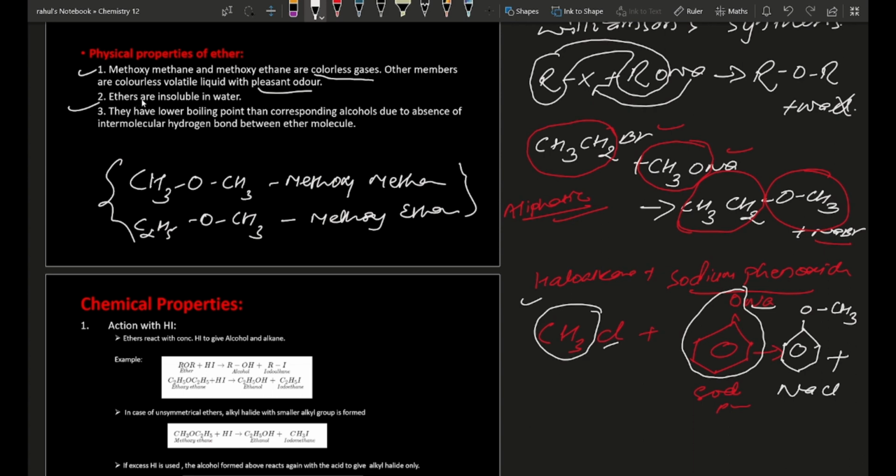Next, ethers are insoluble in water. So ether is a type of organic compound which is insoluble in water. यसको रिजन के हो? यसले इंटरमोलिकुलर H बन्ड बनाउँदैन. जेनरली इनसोल्युबल भनेपछि हामीले त्यो कुरा याद राख्नै पर्ने हुन्छ.